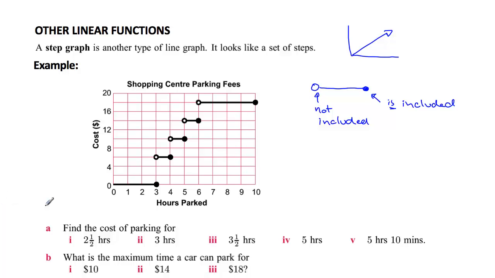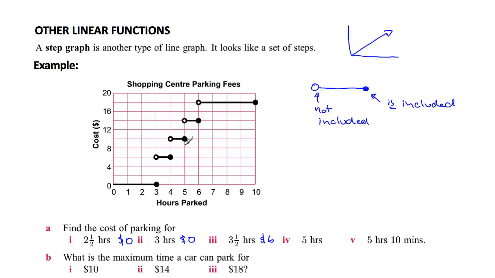First of all, it says find the cost of parking for 2.5 hours. Well, 2.5 hours would drop this into here. So we'll put here that would be $0. Now for 3 hours, you'll notice the cost here is also 0 because the 3 is included at this level. So that would be $0. But for 3.5 hours, it drops up into this section here. And these are going up in 2s, so that would be $6.